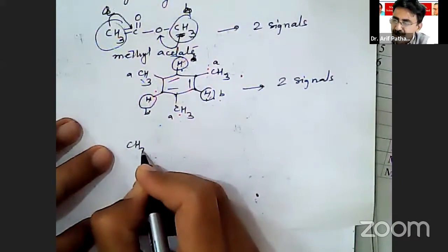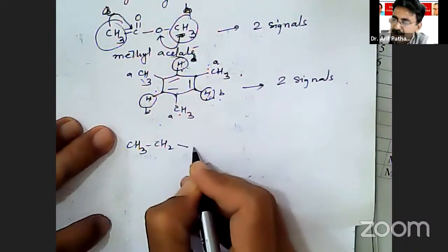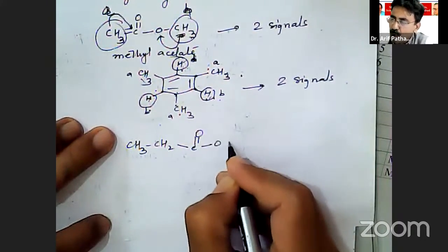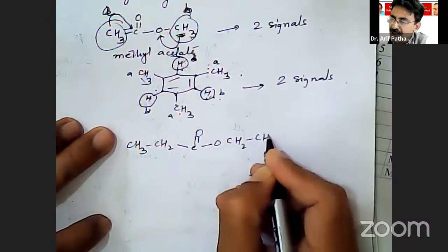CH3, CH2, here C double bond O, CH2, CH3.